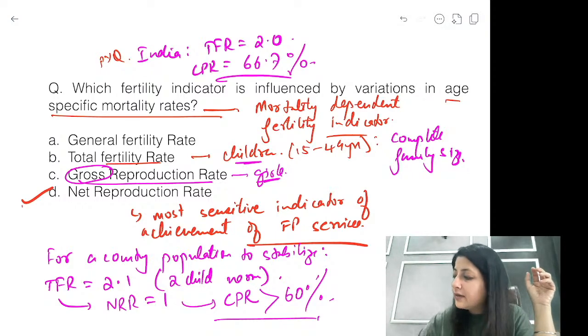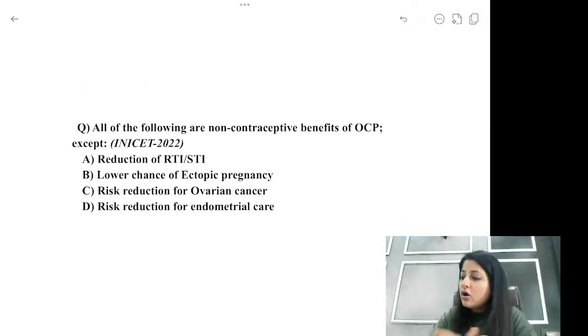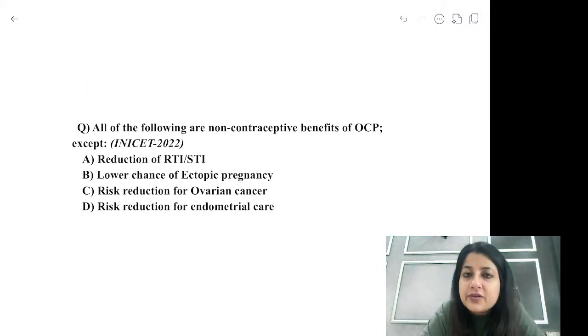Now let's go to some contraceptive related questions. All of the following are non-contraceptive benefits of OCP except. Can anyone tell me? What is the answer to this? 20 minutes by the clock now. We'll revise contraceptives. What is the answer to this?